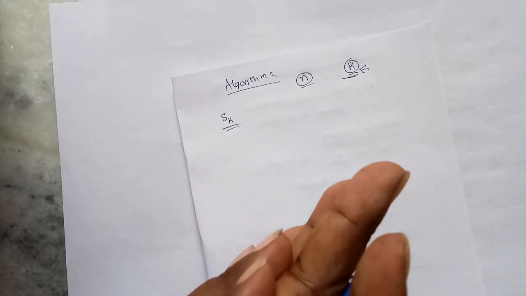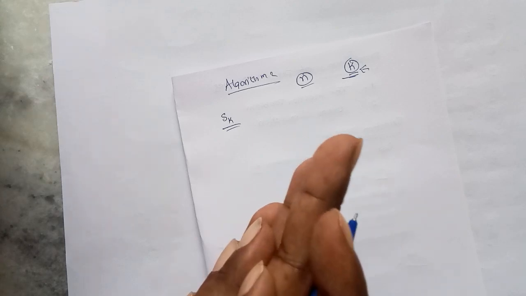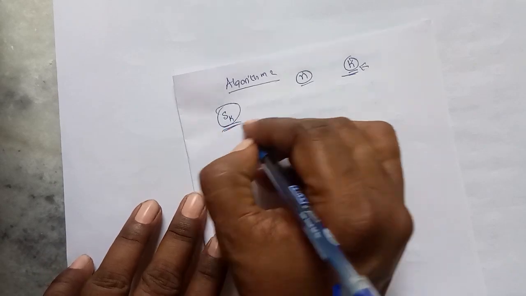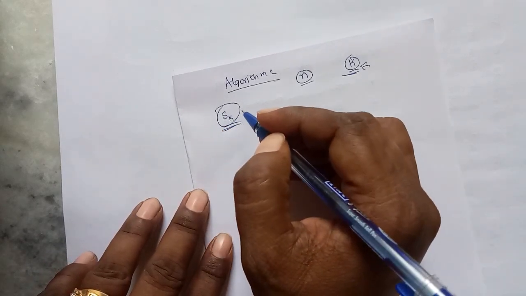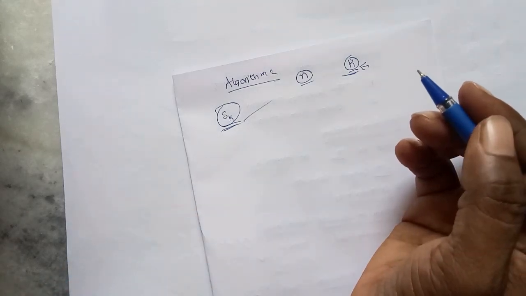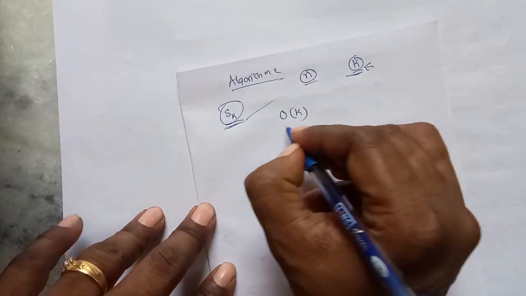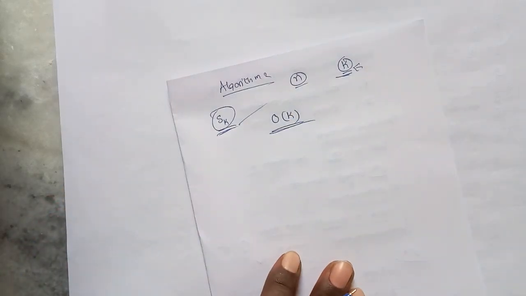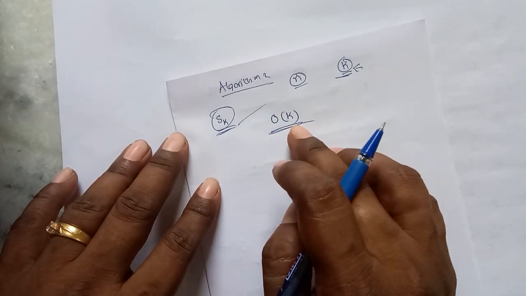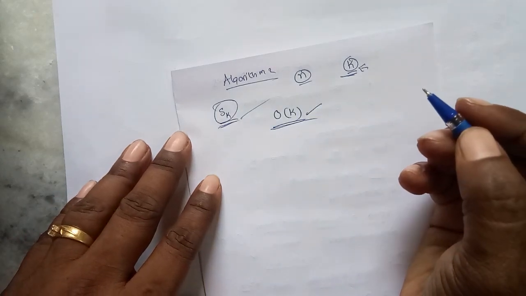Depending on the new element, whether it is larger or smaller, we replace Sk. Okay, apply the same procedure. Assume the time complexities: we have n elements, and for building, it requires big O of k. We already discussed that for n elements, the build heap requires big O of n, but here we have only big O of k.